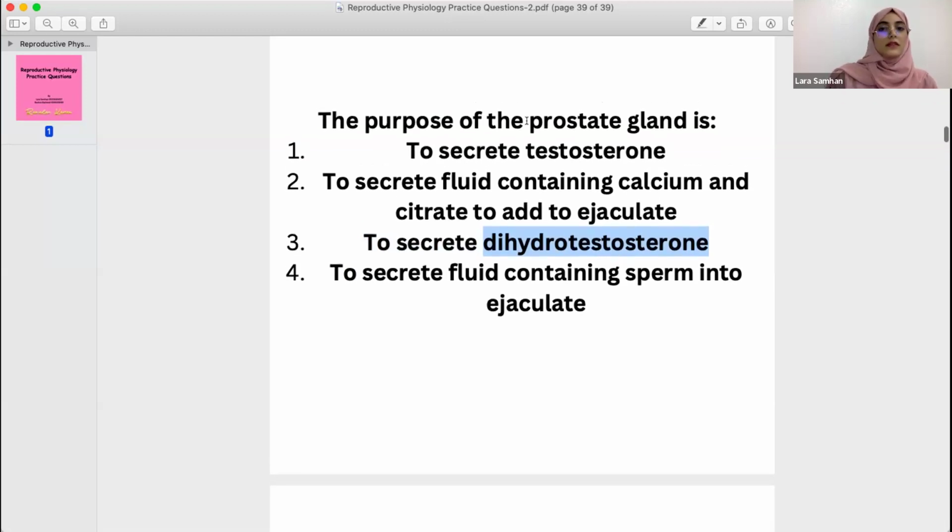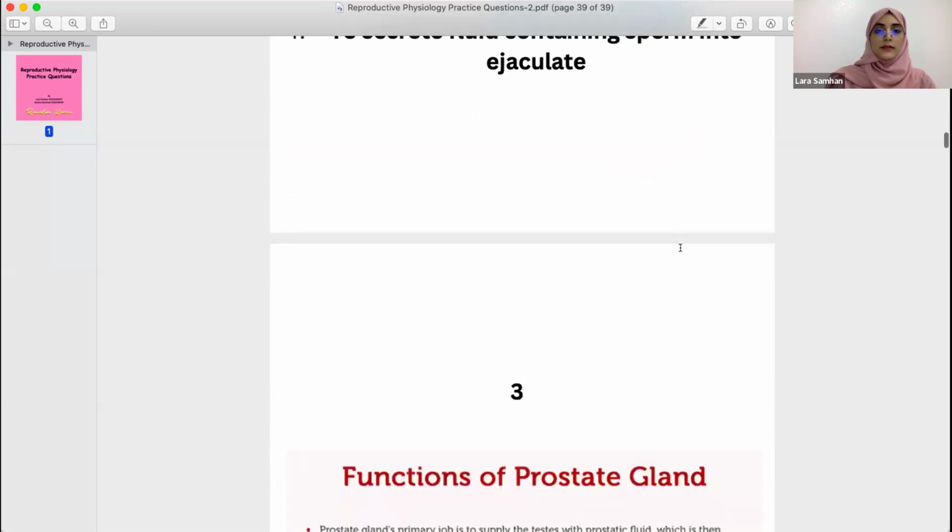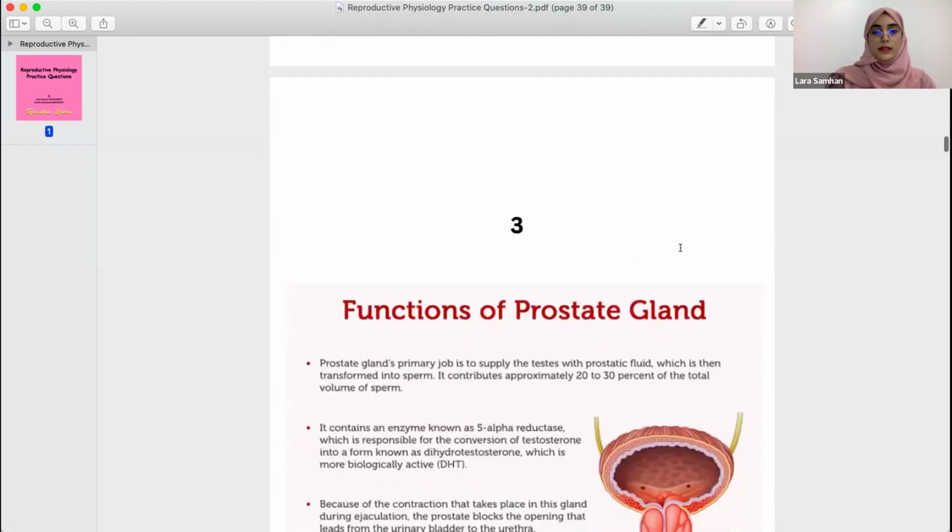Exactly, perfect. Also, the prostate gland helps in many things, not only the conversion of testosterone to dihydrotestosterone. It also helps, for example, in supplying nutrition for the sperm, also some nutrition enzymes and many other things. So it doesn't only have one function; it has multiple functions. But for the sake of this question, the main function of the prostate gland is basically the production of the active form, which is dihydrotestosterone.